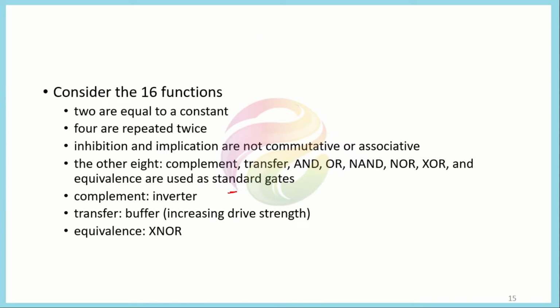If you see this table, you can determine that of the 16 functions, 2 are equal to a constant, and 4 are repeated twice. Inhibition and implication are not commutative or associative, while the other 8, complement, transfer, AND, OR, NAND and so on, are used as the standard gates, because you will have done something related to them in lab part 2. So these are all the physical gates that are available.